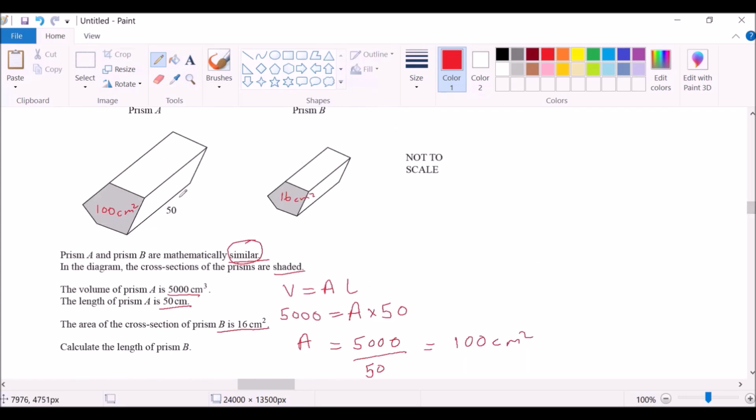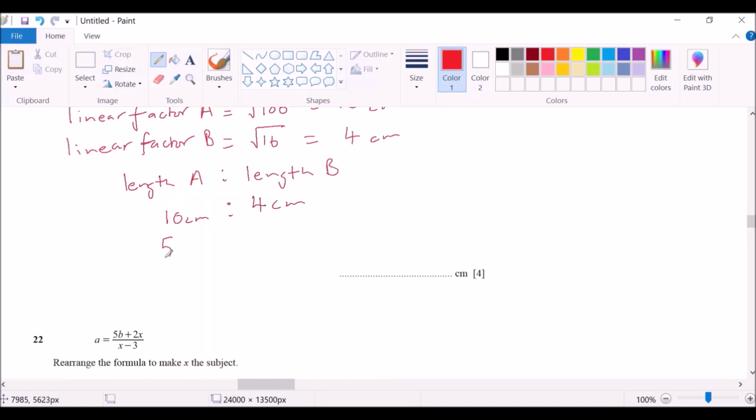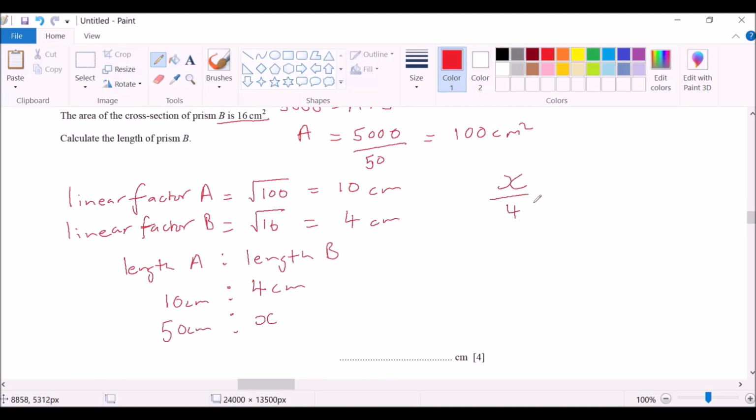If we have a length of 50 on A, what is the length on B? If we have 50 centimeters on the side of A, what is the length on the side of B, which we may call X? So using this ratio, we may solve X over 4 is equal to 50 over 10. Now we can cross multiply to have X is equal to 50 over 10, which is 5, times 4, which is 20. So our answer is 20.